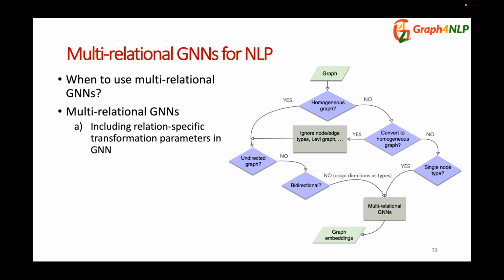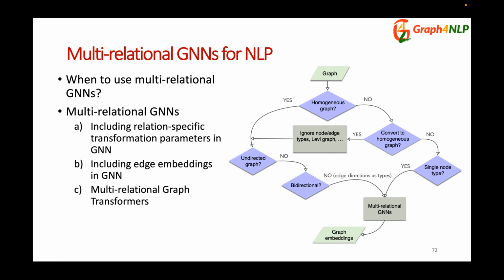In terms of multi-relational GNNs, we summarize different variants into three categories. One is to include relation-specific transformation parameters in the GNN, which we call relational GNN. The second one is to introduce edge embeddings directly into the GNN message passing mechanism. And the third one, which we call multi-relational graph transformers, combines the benefits of both GNNs and transformer models. We will talk about each of them in the next few slides.